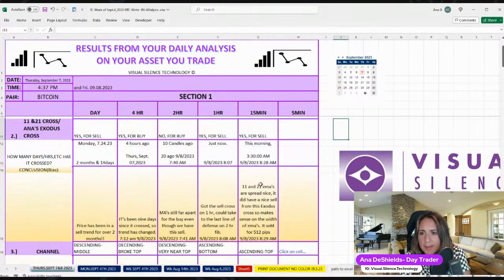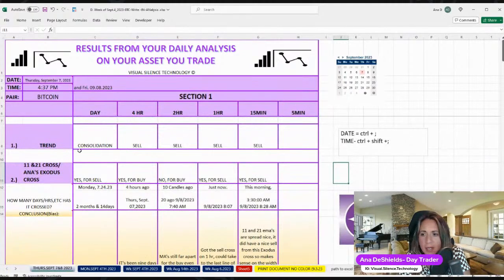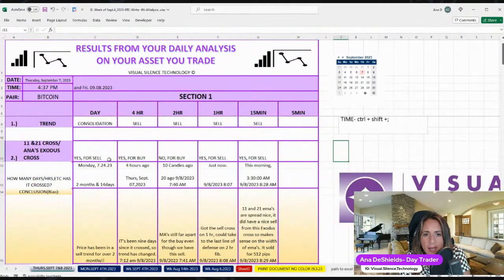Okay, here we are. So on the 15-minute, let's just read what our 15-minute has here. The trend was selling. That was this morning. 11 and 20 Exodus cross. So for me, this is the EMAs that are crossing, and yes, for the sell. And when did it happen? So it happened at 3:30.